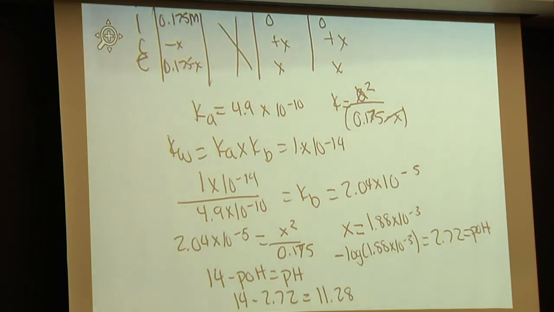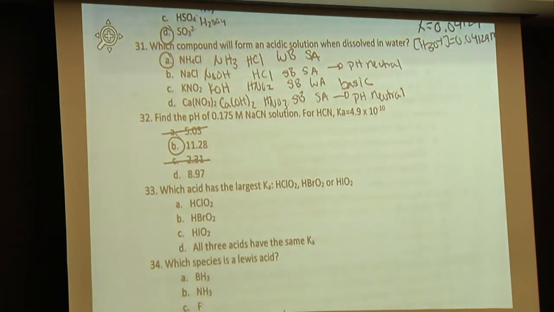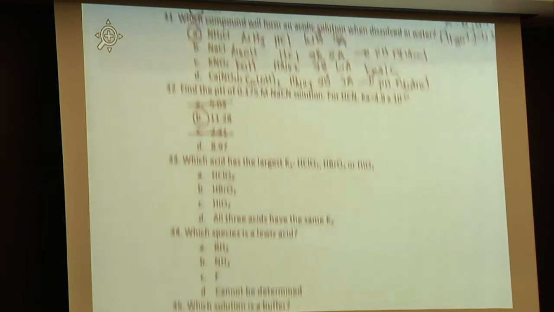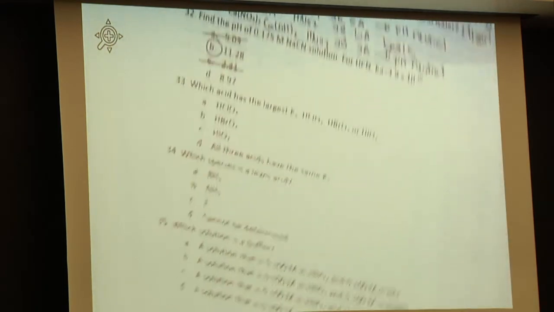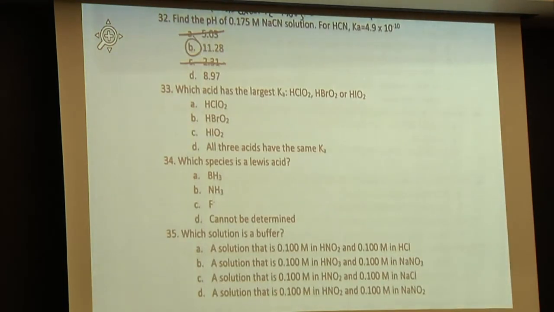Okay, let's move on to the next question. So we have 33. Which acid has the largest Ka? Do you have a periodic table? Yeah. Oh, thank you. I left mine in the start lab. You can just take it up there. It's not the heaviest one. It's okay. I don't need it.